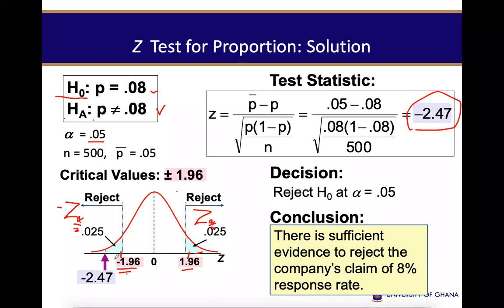Since it finds itself within the critical region, our decision is to reject H0, at alpha equals 0.05. And then we make a conclusion. The conclusion is that there is sufficient evidence to reject the company's claim that there is an 8% response rate. As you can see, the evidence that we have does not warrant that claim that there is an 8% response rate. Basically, that is it for the hypothesis test.